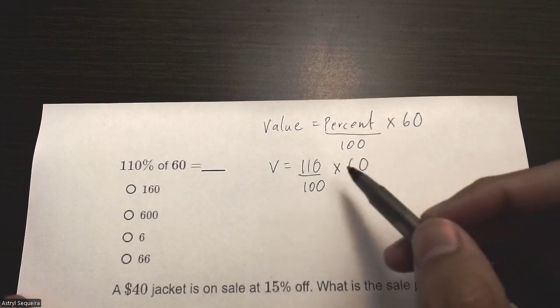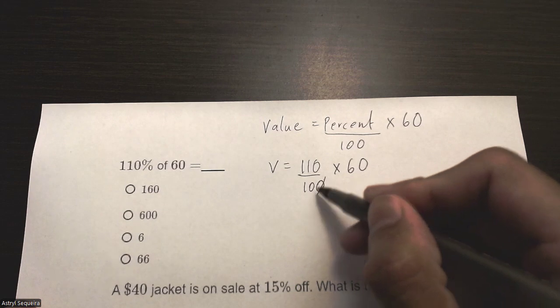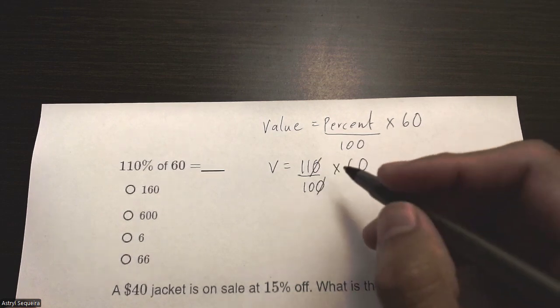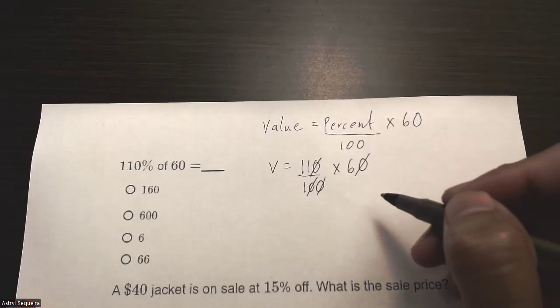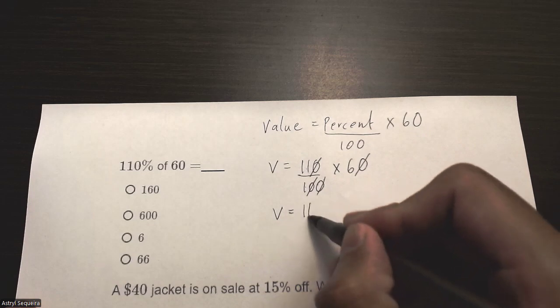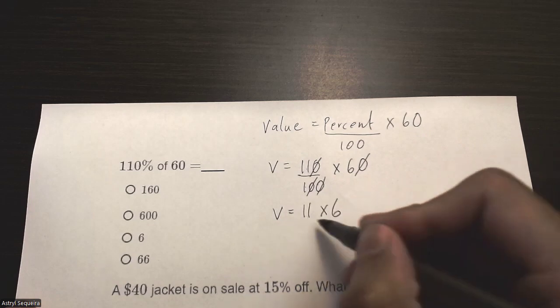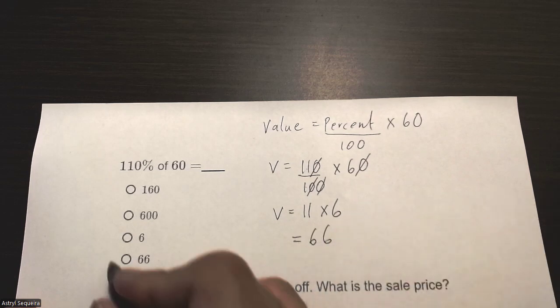So to calculate this here, the easy way is to just cancel to begin with. So I can cancel this 0 and this 0 just by dividing by tens. I can cancel this 0 and this 0 by dividing by tens. So 11 divided by 1 is just 11. So I just have 11 times 6, which is 66.